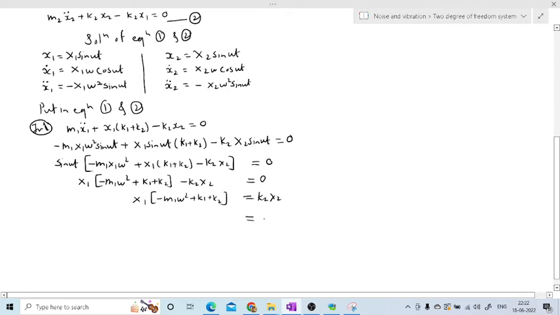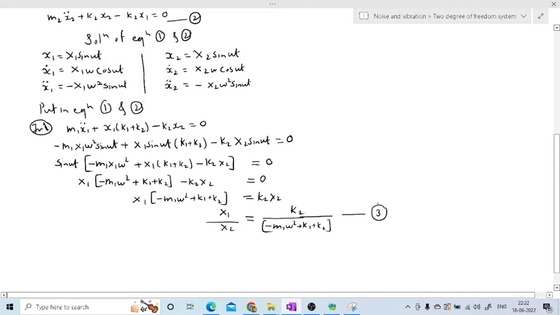Now transfer this total bracket to the right side. When I transfer it to the right side, it will go to the denominator. So it is minus m1 omega square plus k1 plus k2. So this is the denominator. Now from the numerator transfer x2 to the left side. So here will remain k2, and this side will become x1 as it is, and transfer this x2 here. So we will get the ratio of x1 by x2. I will mark this equation as 3.